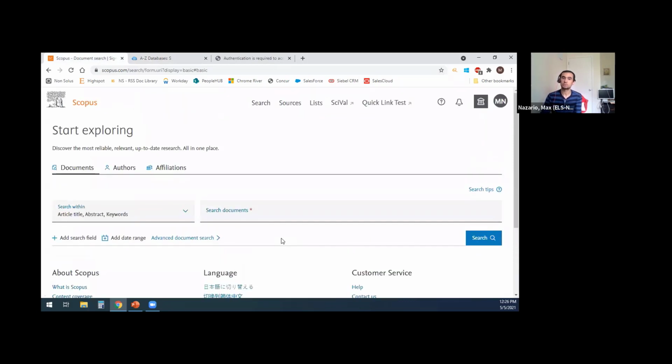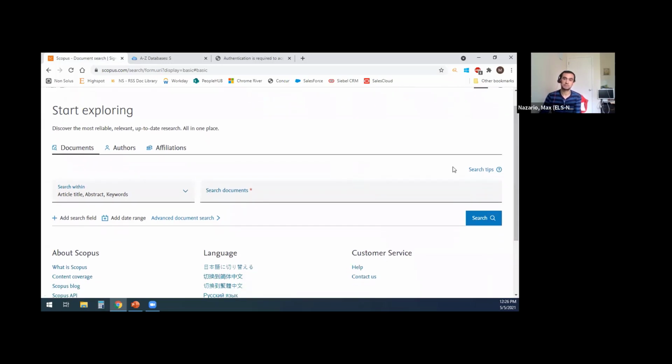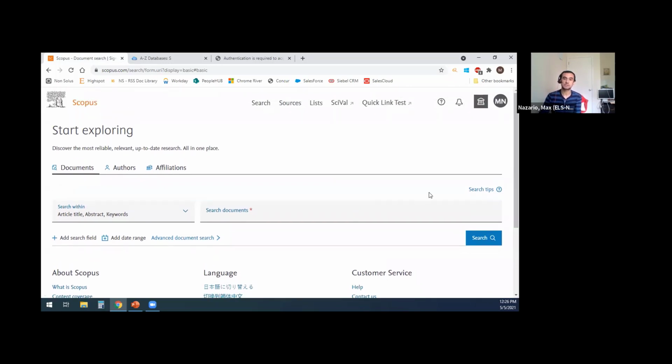I am using my own instance of Scopus, so there will be some slight differences, but overall the user experience is going to be the same. So here's what the Scopus main user page looks like. You'll see that there are three different main options for performing a search: a document search, an author search, and an affiliation search. Pretty straightforward as for what each of those means.